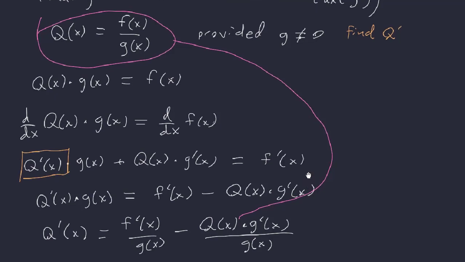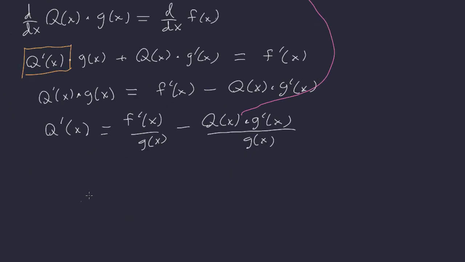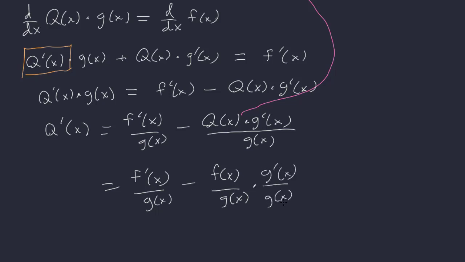And when we do that, what we get is this is equal to f prime of x over g of x minus q was f of x over g of x. Then we have g prime of x over g of x. Oh, so this is now g of x squared. So we can get a common denominator by throwing in a g over g here.